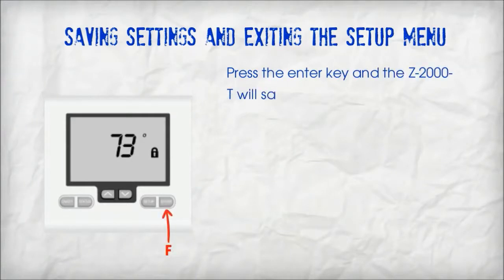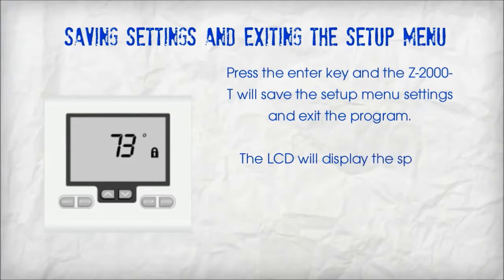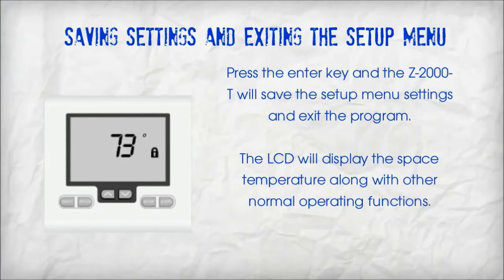Press the Enter key and the Z-2000-T will save the setup menu settings and exit the program. The LCD will display the space temperature along with other normal operating functions.